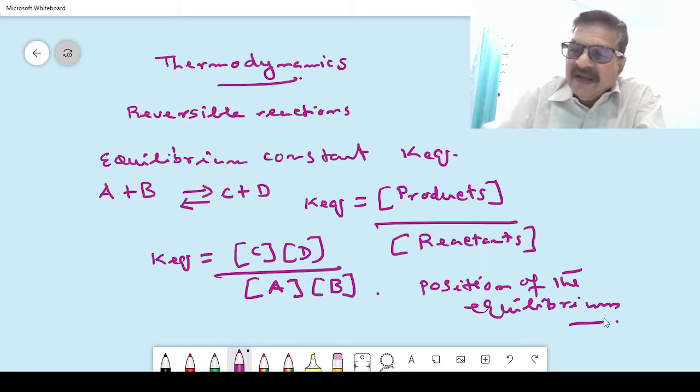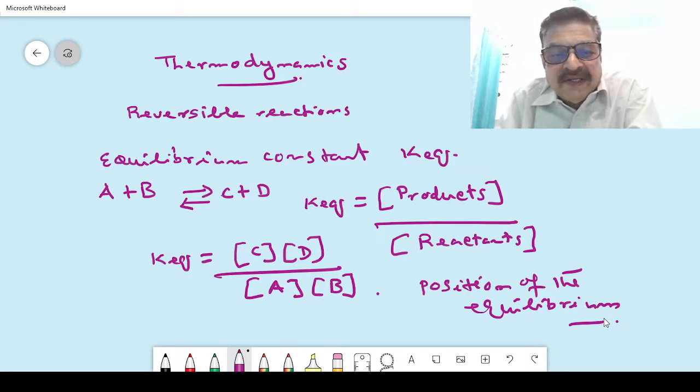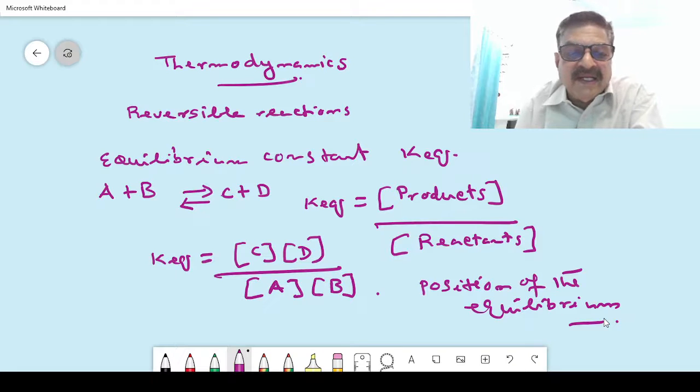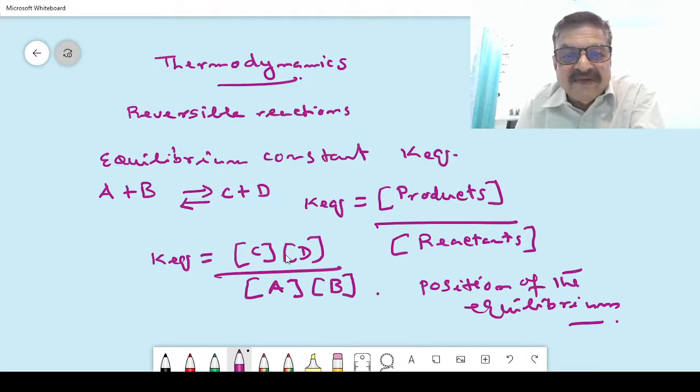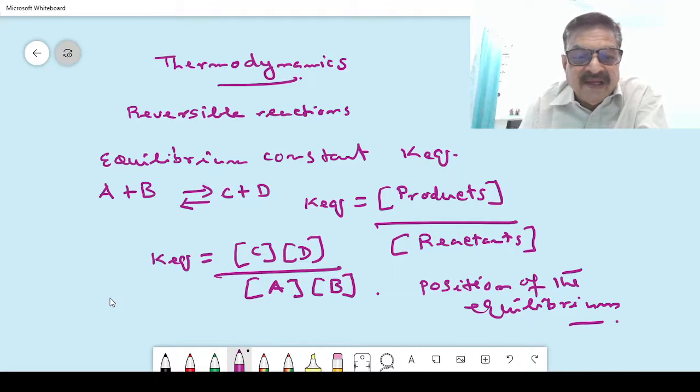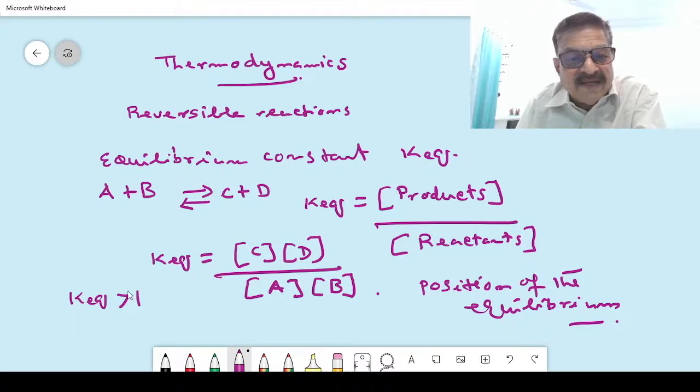Now let us see. So we have the numerator and denominator here. Okay, CD numerator and AB denominator. If the numerator CD is higher than AB, what will happen? CD, that is the concentration of the products, is more than the concentration of the reactants, the starting material. Then KEQ will be greater than 1 here. Correct? Because CD is higher than AB.